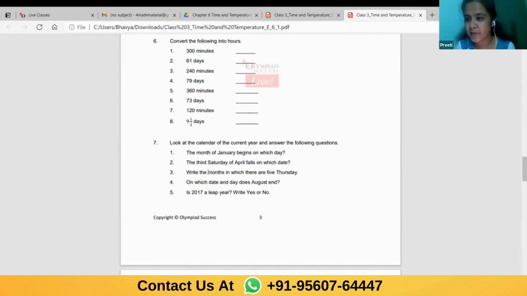Don't go by the answer key for this question, because if we are considering the current year, the answers will differ. As per the current year, April has 5 Thursdays, and also July has 5 Thursdays. Ma'am, September has 5 Thursdays. December has 5 Thursdays. There are 4 months which have 5 Thursdays: April, July, September and December.